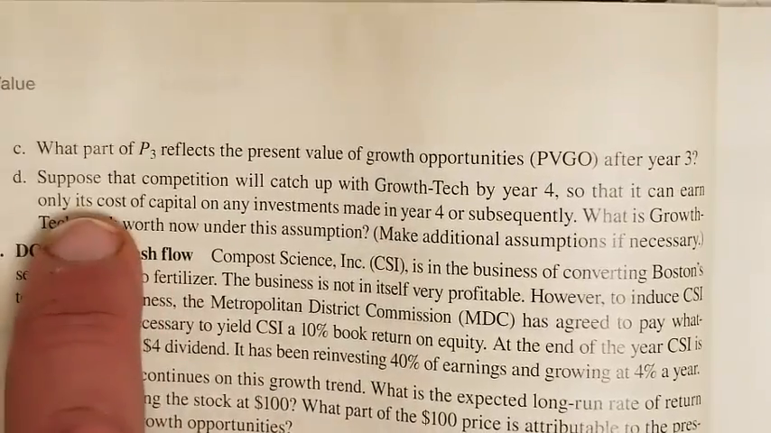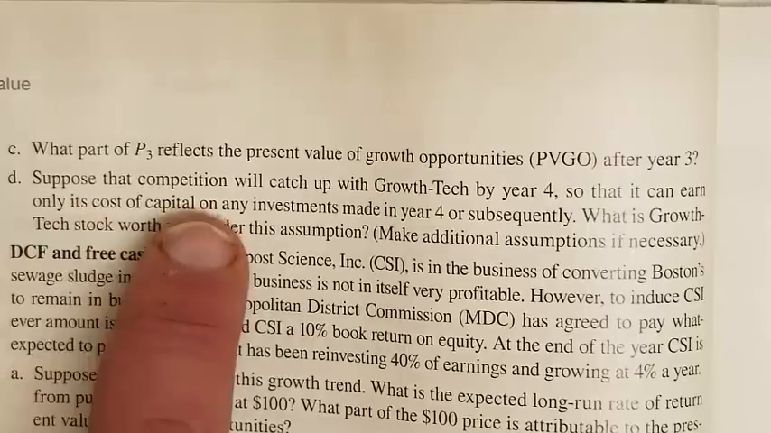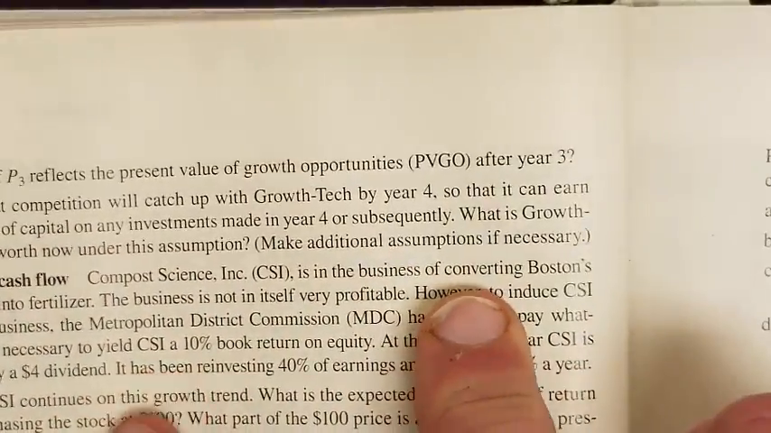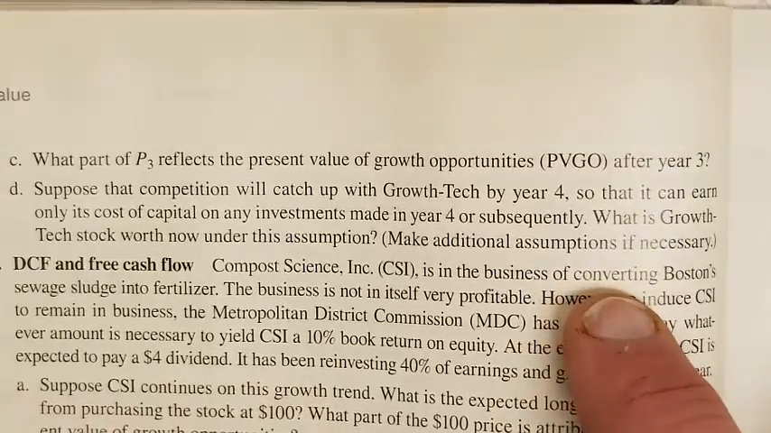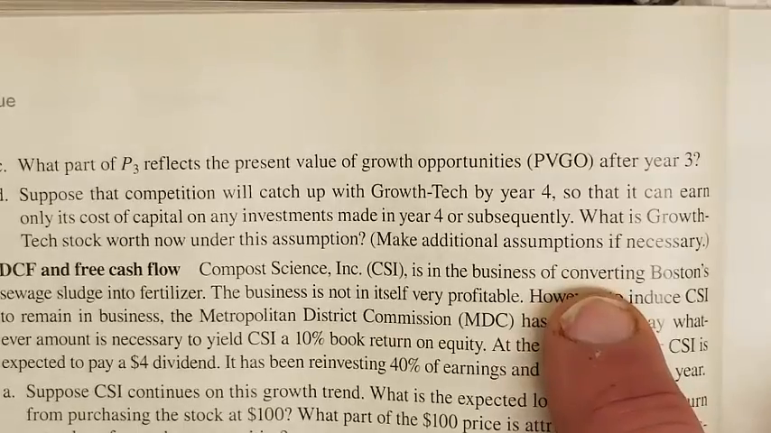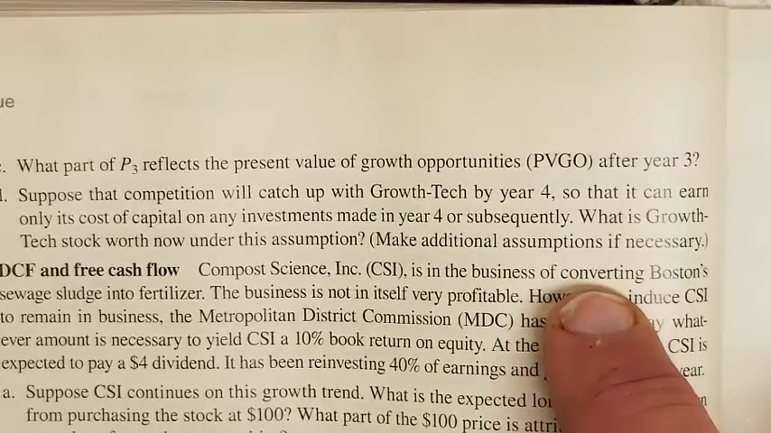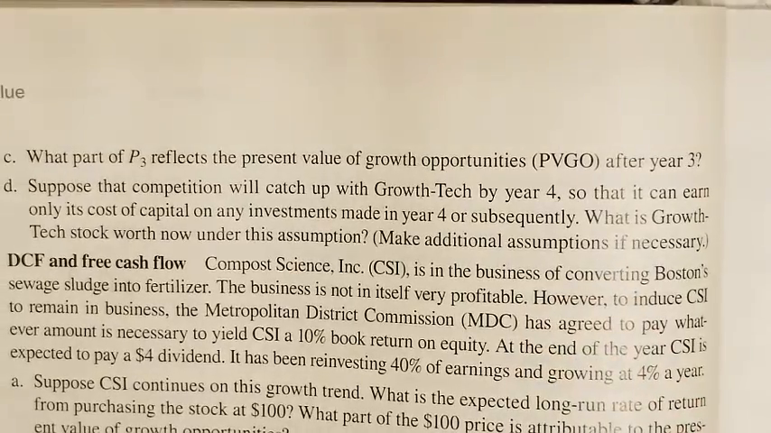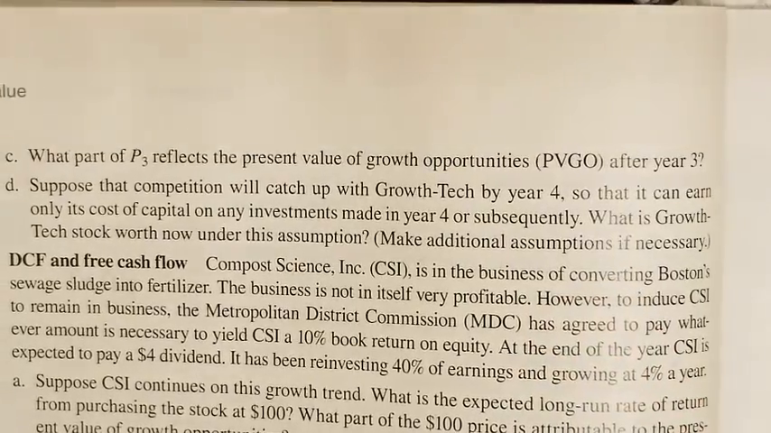This can almost be combined with part D. Suppose the competition will catch up in year 4 so that it can earn only the cost of capital on any investments made in year 4 and subsequently. So what does that mean about growth? It basically means that growth is going to come to a standstill.